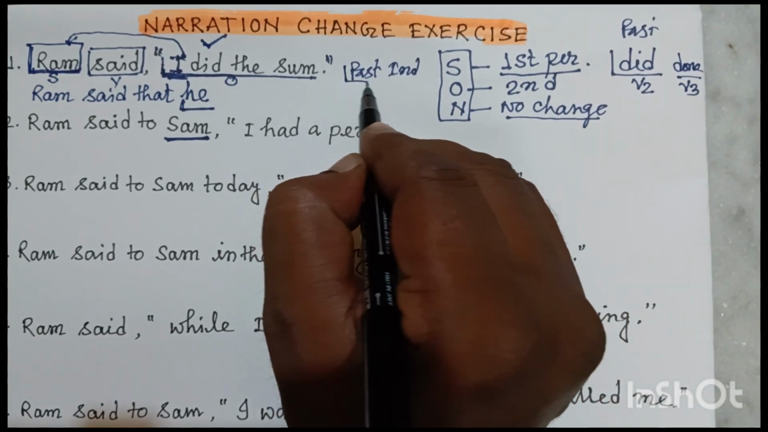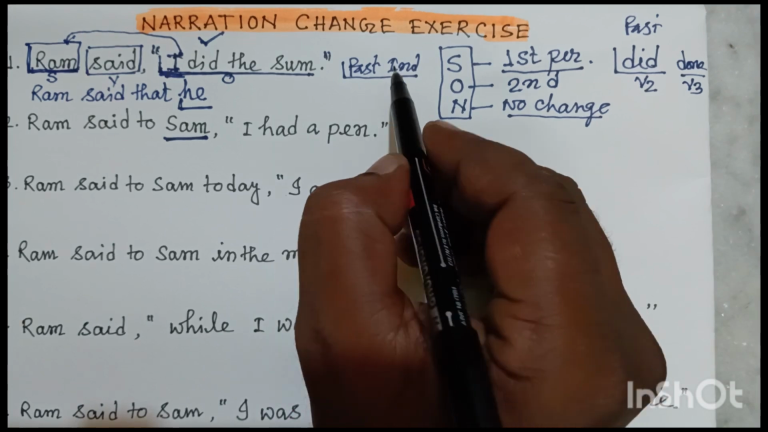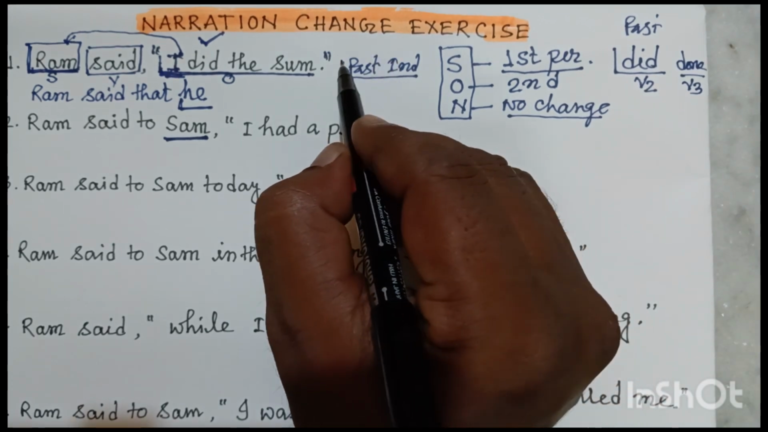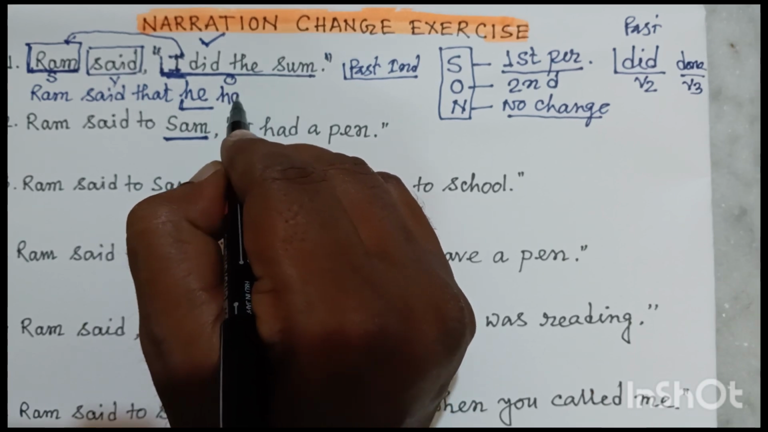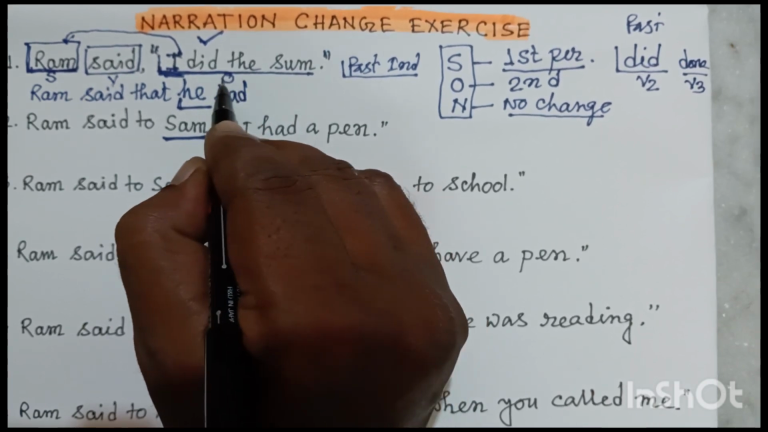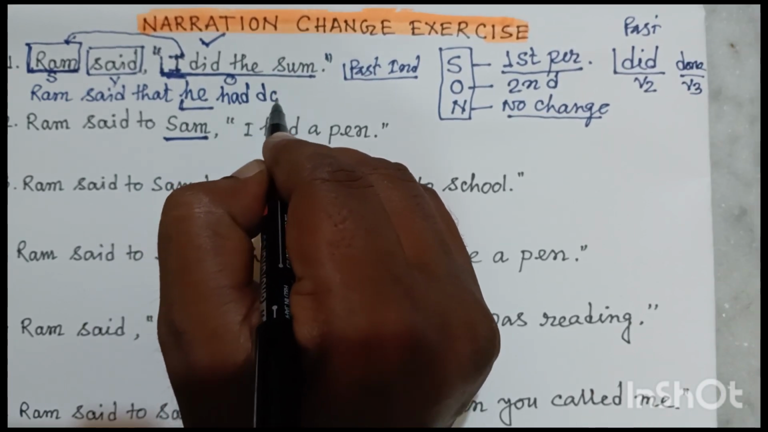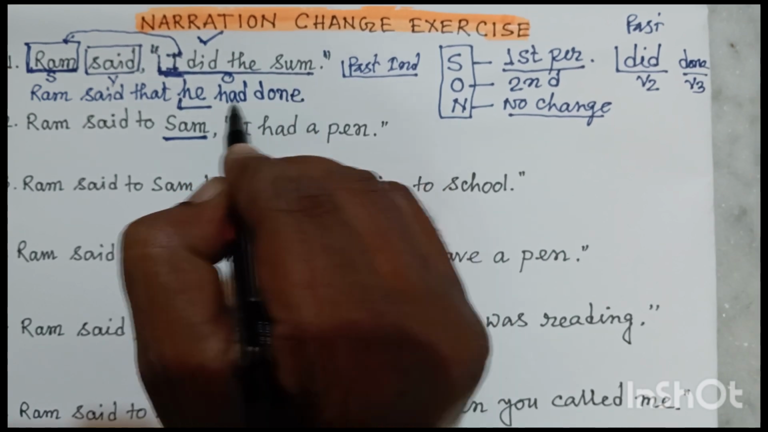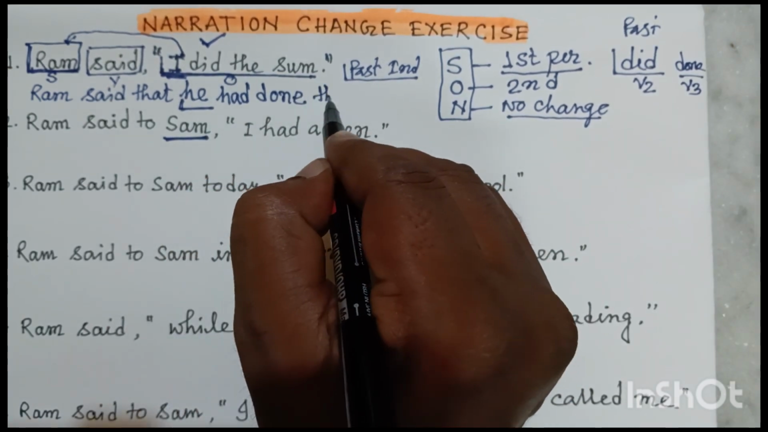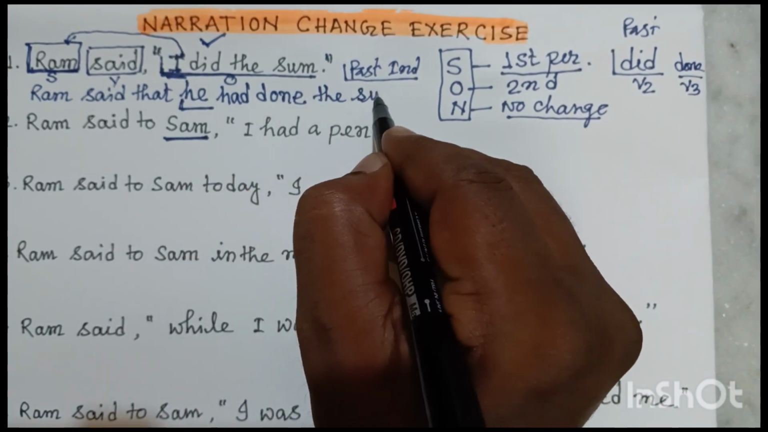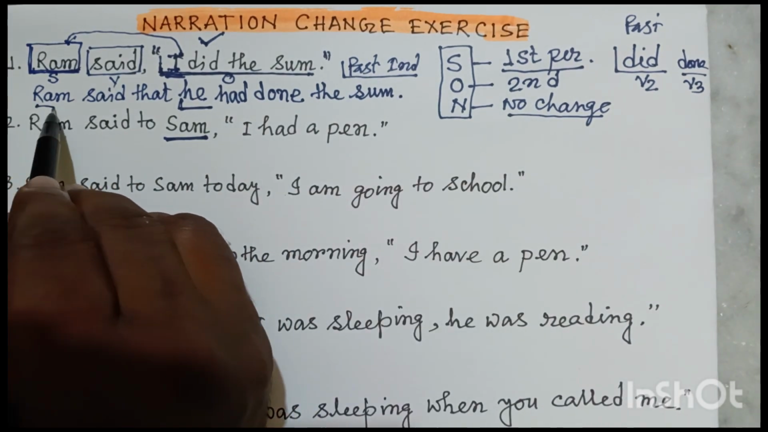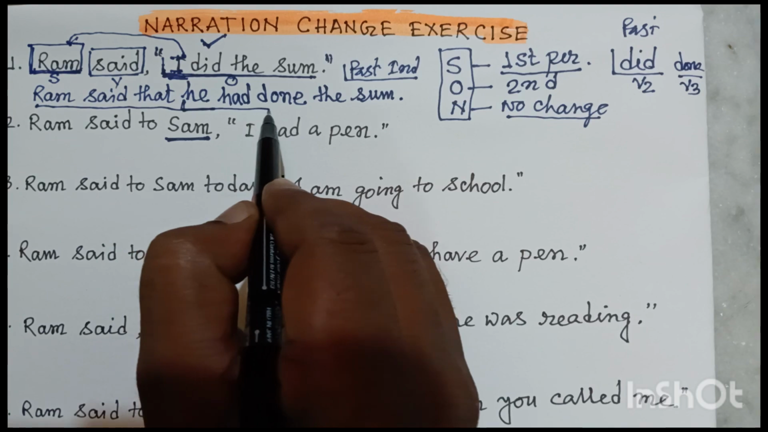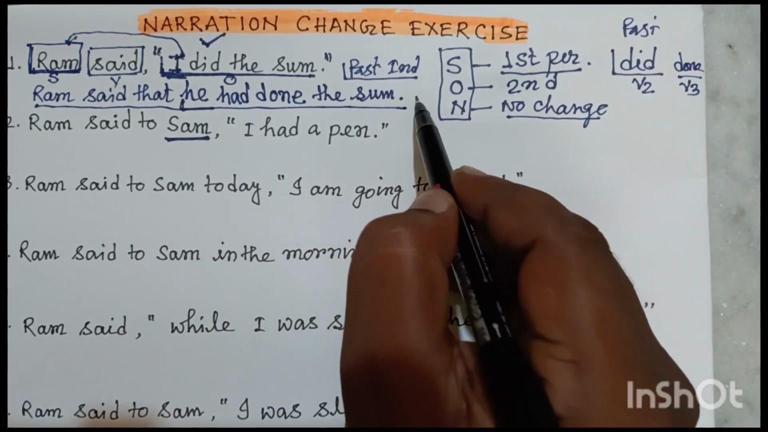So past indefinite means we have to convert it into past perfect. So the structure, you have to place had plus V3. V3 means done. So he had done the sum. Then we have to place a full stop. Friends, this is the answer. And this is the correct answer. There is no such mistake. It's a correct answer.